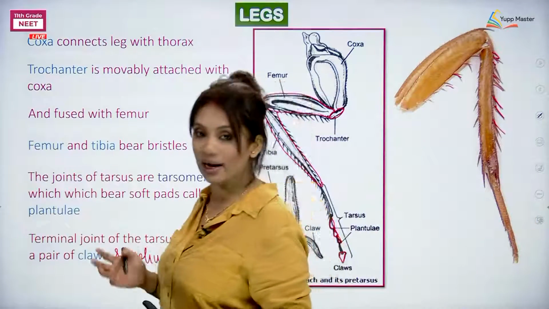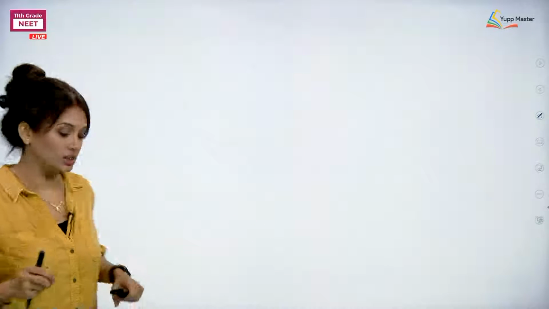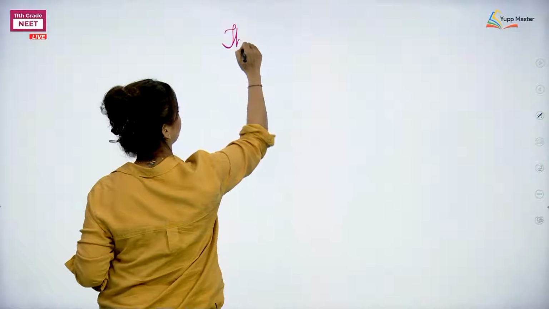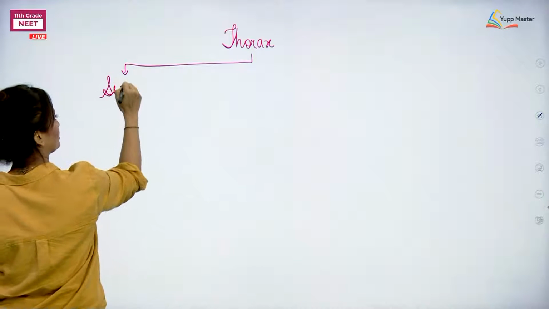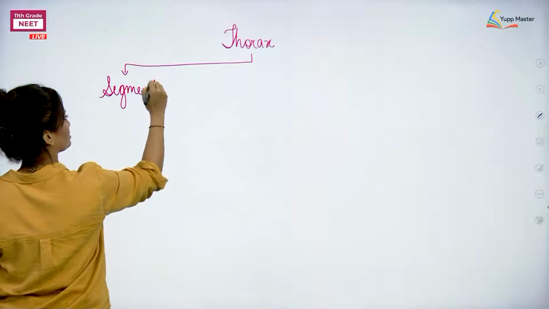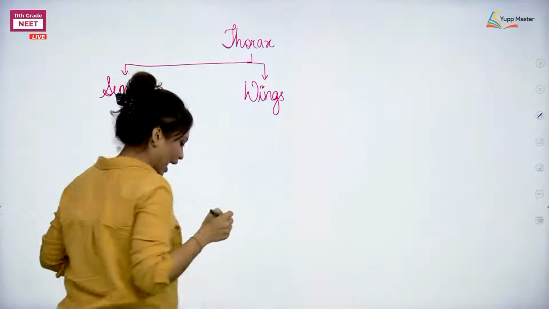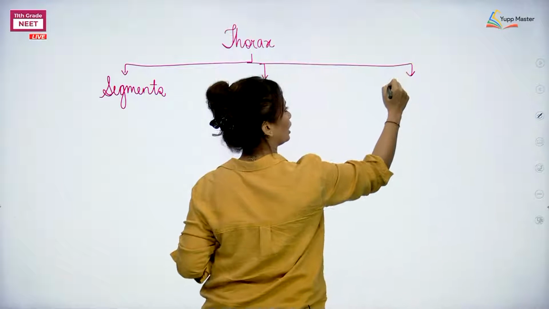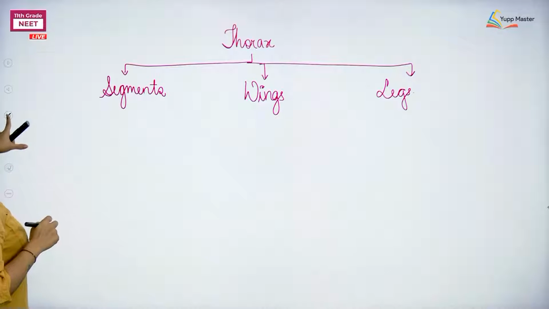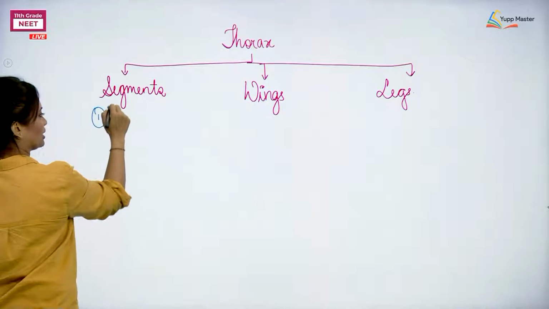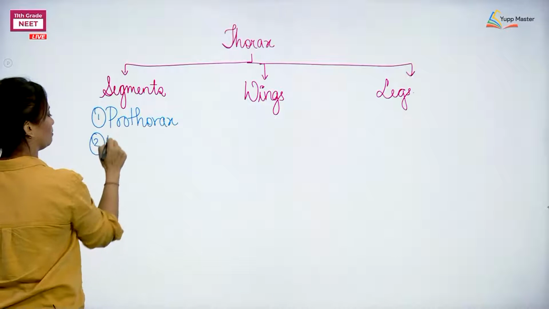So when we speak about the thorax region of the cockroach, remember, it has basically three structures. If we give just a small flow chart of it, first of all, we need to know which segments are present. Second, we need to know all about the wings. And third, the structure present at the level of the thorax would be the legs. If you remember, when we spoke about the segments of the thorax region, there were three segments. First was called the prothorax. Second was called the mesothorax.